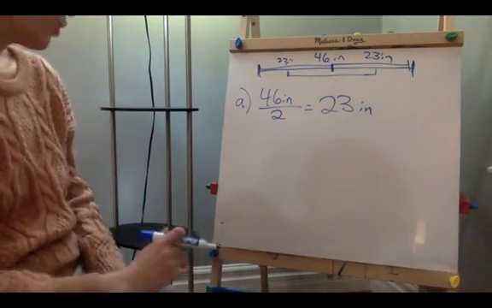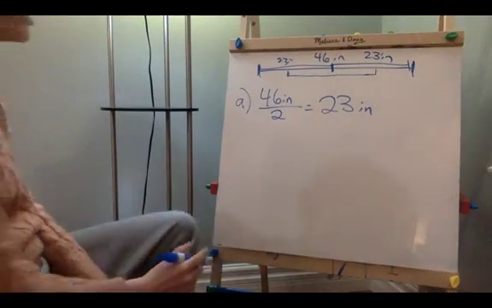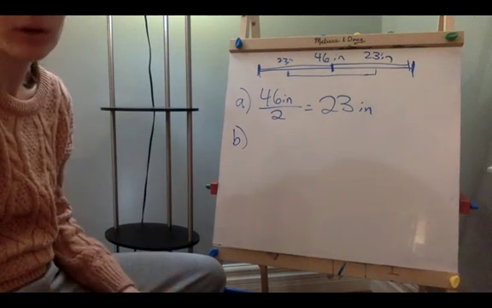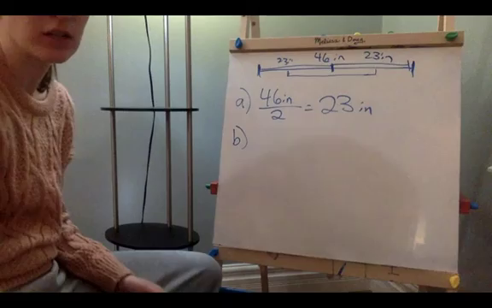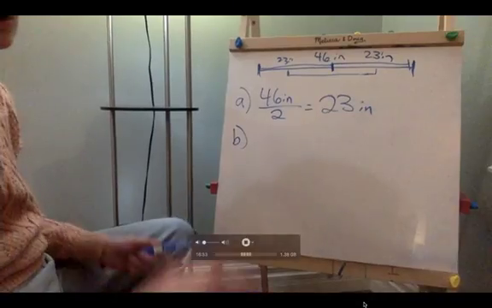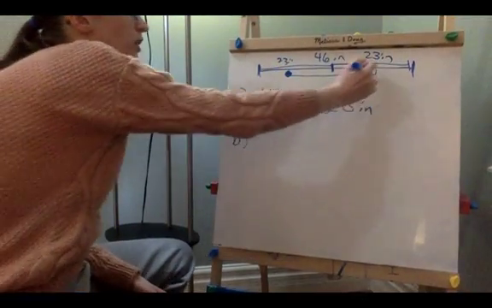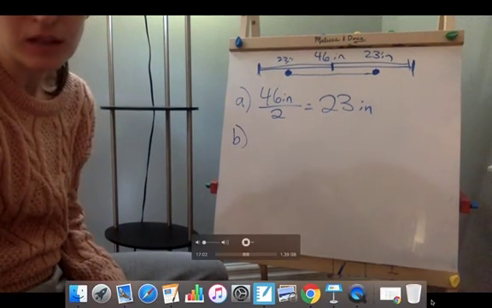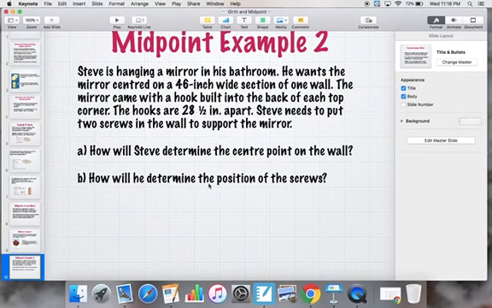What part B is asking is how he is going to hang the mirror. We know that there are 2 hooks, one on each of the top corners. So if we go back and quickly double check our question again, Steve is our magical mirror hanging man. We do see here that the mirror came with a hook built into the back of each top corner. So there is a hook here in the mirror, and a hook here in the mirror, and they're going to hang off of screws that we put in the wall. Because the question does ask how he will determine the position of the screws. So he's got to put the screws in and then hang the mirror.